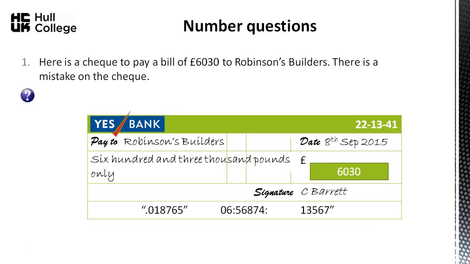Question 1. Here is a cheque to pay a bill of £6,030 to Robinson's Builders. There is a mistake on the cheque. Explain what is wrong. Remember, you can pause the video while you answer the questions.